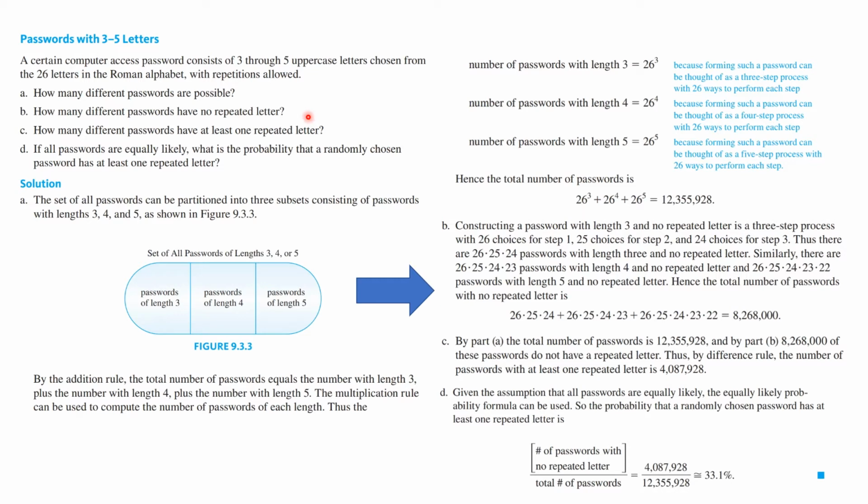Let's look at problem B. How many different passwords have no repeated letter? Well, if there's no repeated letter, if you have 3, it would be 26 times 25 times 24. If you have 4, it would be 26 times 25 times 24 times 23. If you have 5, it's 26 times 25 times 24 times 23 times 22. It is this number. Okay, and that was part B.